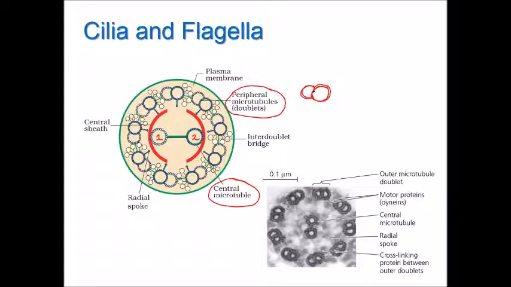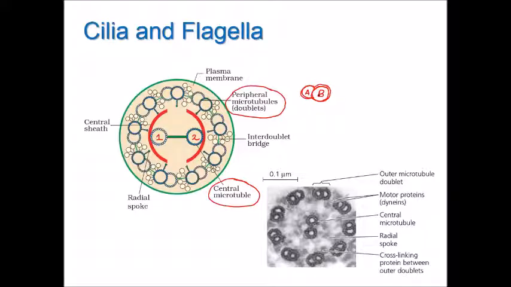Why is it called a doublet? Because it is in a pair, there are two rings. That is why it is called a doublet. So there are two rings of microtubules, and that is why it is called doublet. You could call the first one the A ring, and the second one the B ring.